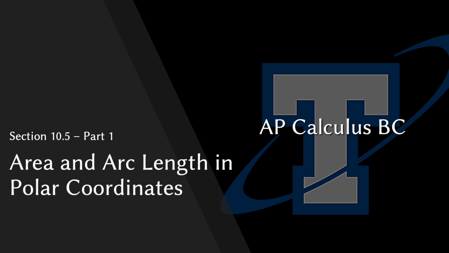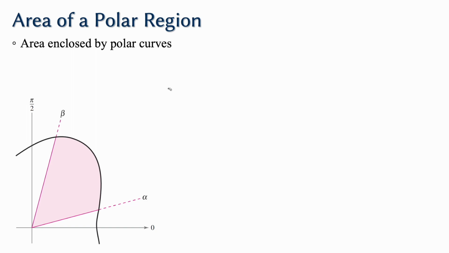Section 10.5, Part 1, Area and Arc Length in Polar Coordinates. Let's begin by looking at how to find the area of a polar region. So this is area that's basically enclosed by a polar curve or even curves.